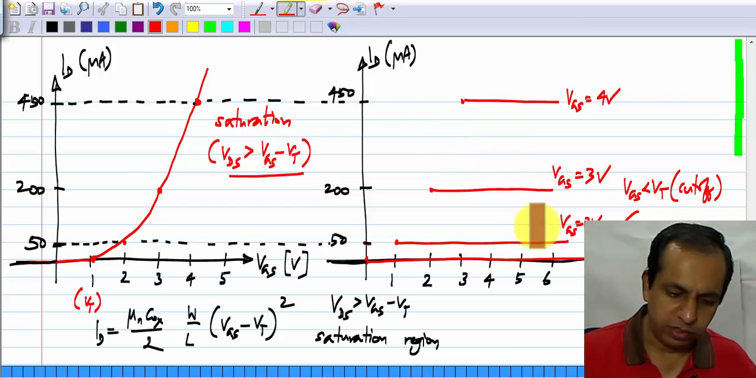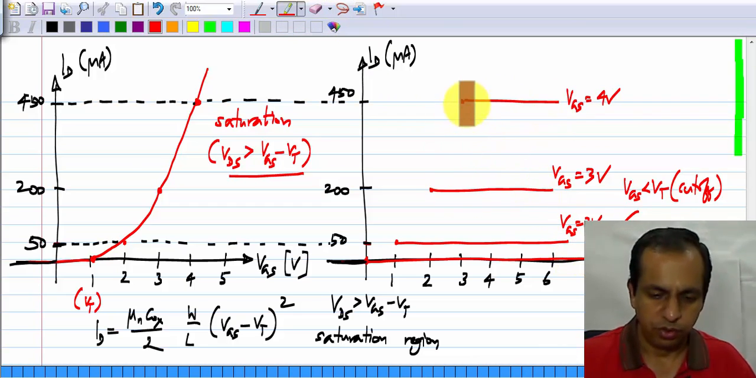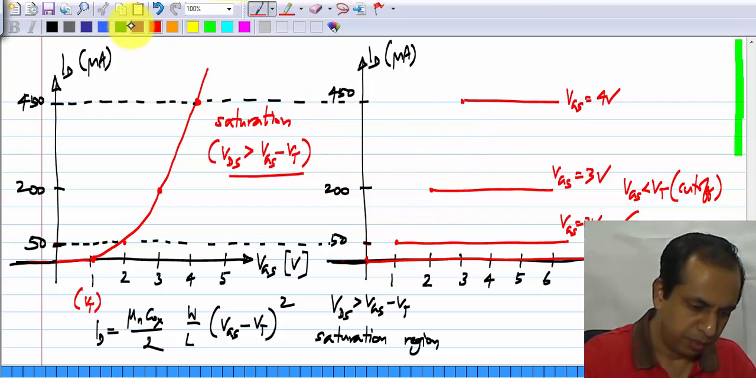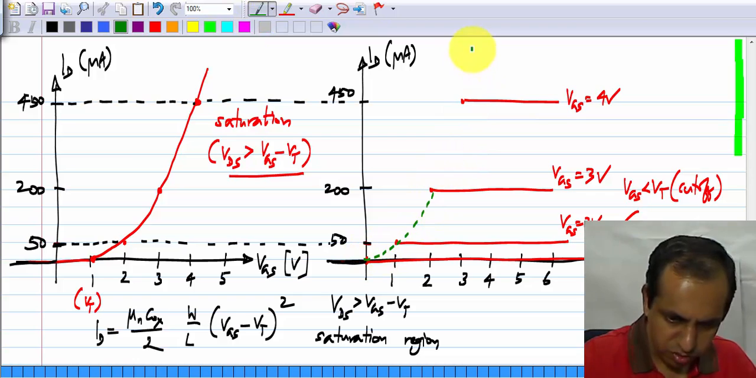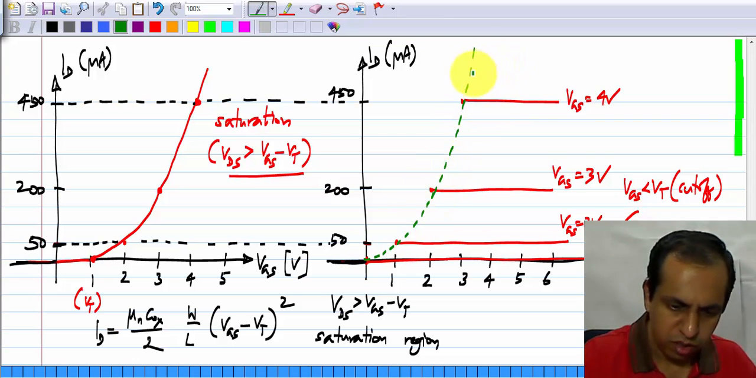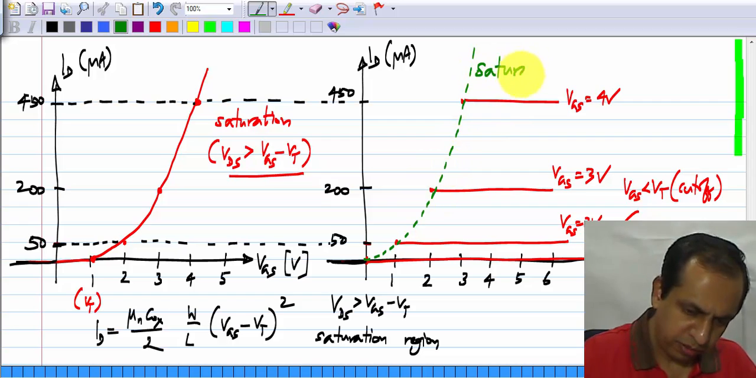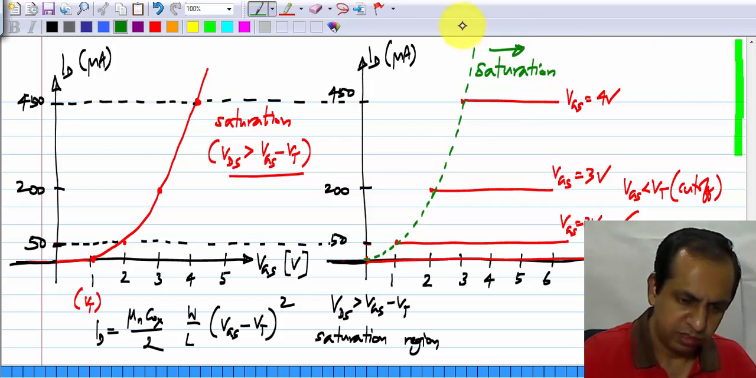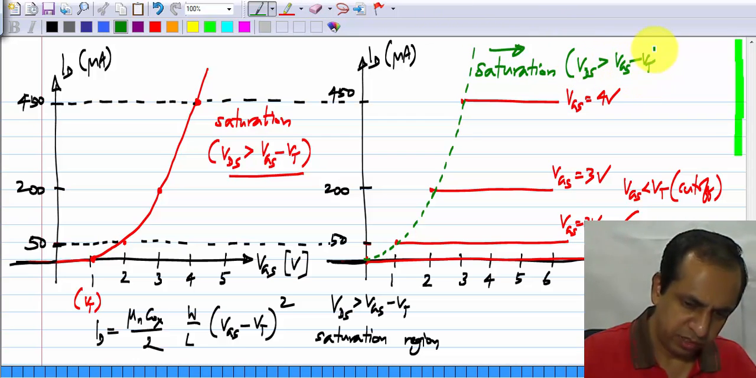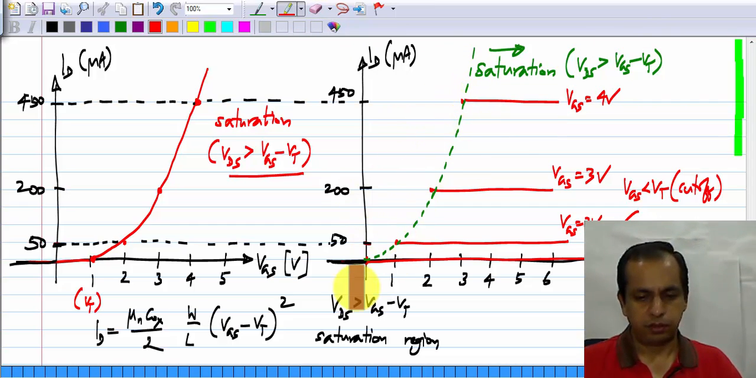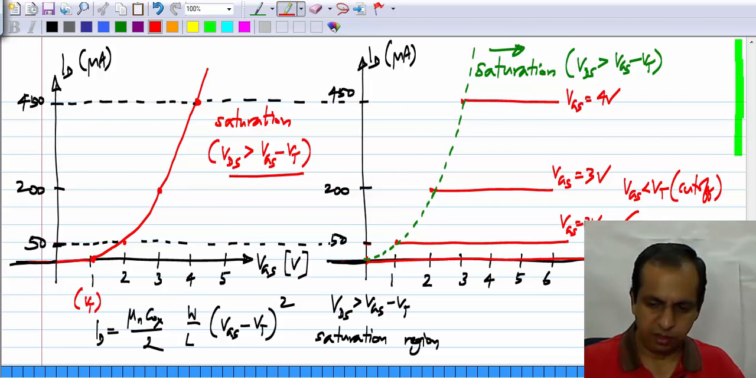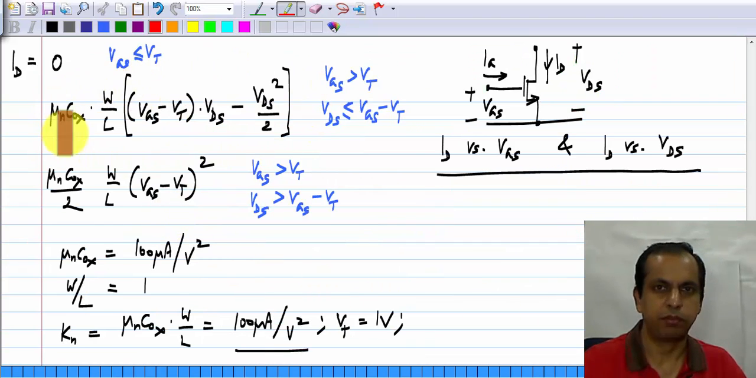So now ID versus VDS we have drawn parts of the curves though. The question is what happens before this. Obviously this part here, let me draw some sort of a boundary. This part to the right is the saturation region where VDS is more than VGS minus VT. Now what happens before that? Before that I have to use this other equation, which is this.